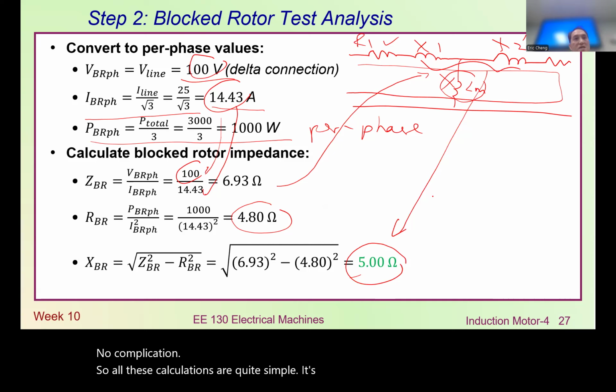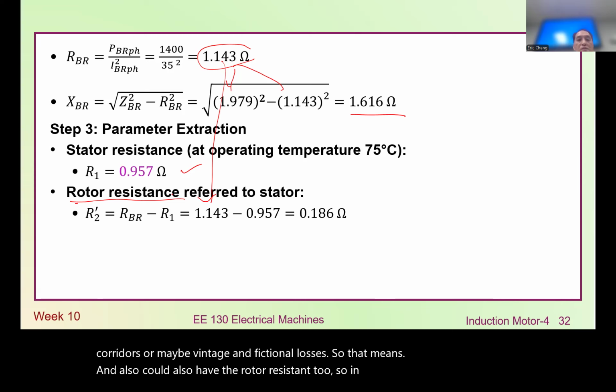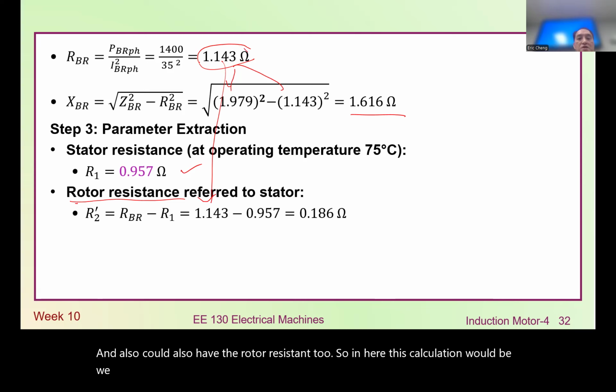The x component will help us to calculate x1 and x2. But for the stator resistance, we have this one now. This impedance consists of a few things, not only the R1 resistance, but also the resistance due to the core loss, or maybe windage and frictional loss, and also could have the rotor resistance too. So in this calculation, we have this resistance here. We know the R1 resistance.